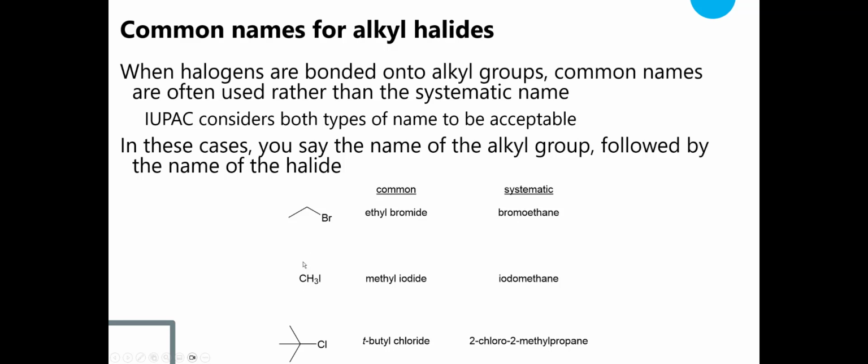Here we have methane substituted with an iodine atom, so we would call that methyl iodide. The systematic name would be iodomethane. And finally, t-butyl chloride is quite a bit easier to use than the systematic name 2-chloro-2-methylpropane.